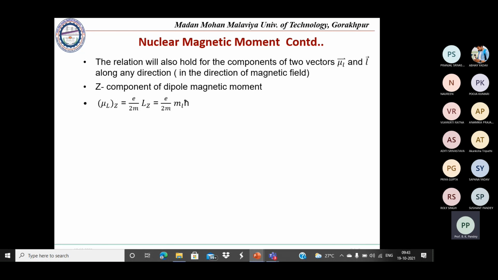All the rules and regulations will be exactly similar to what we did in atomic physics, where we were considering the electron orbiting around the nucleus. And similarly, we also deal with the situation with the spin of the electron.